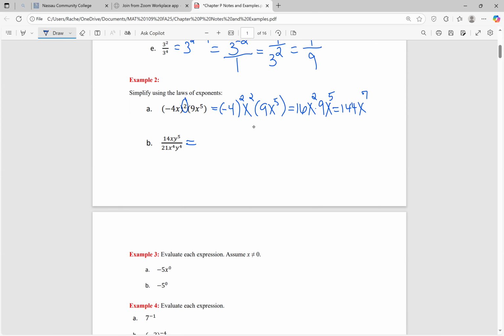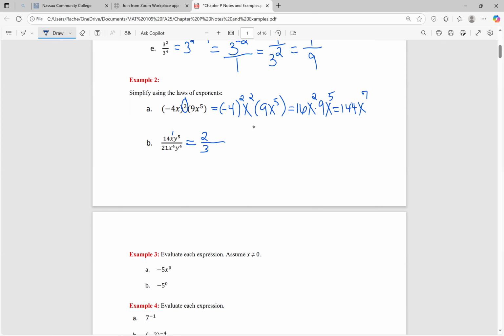14 is not divisible by 21, but I could reduce 14 over 21, right? Both 14 and 21 have a common factor of 7. So 7 goes into 14 twice and into 21 3 times. So that's going to simplify to 2/3. And now I have x to the 1 divided by x to the 4th.